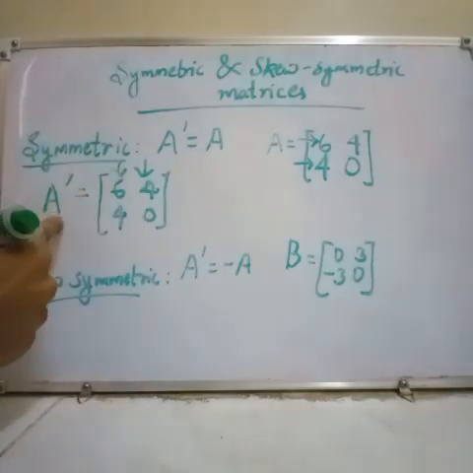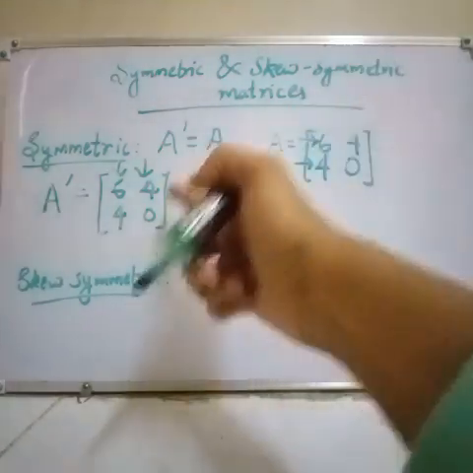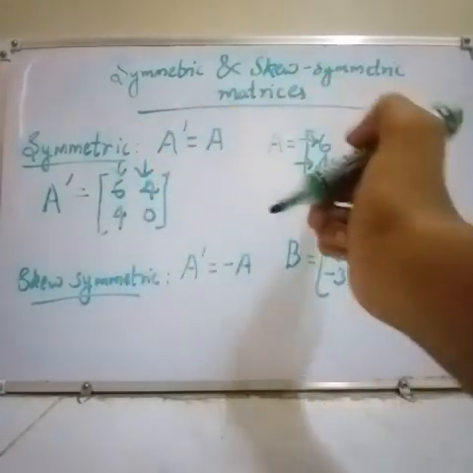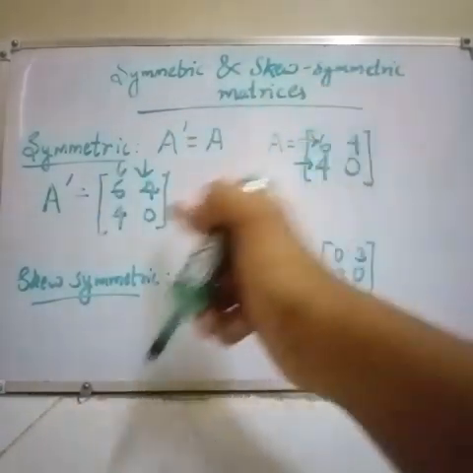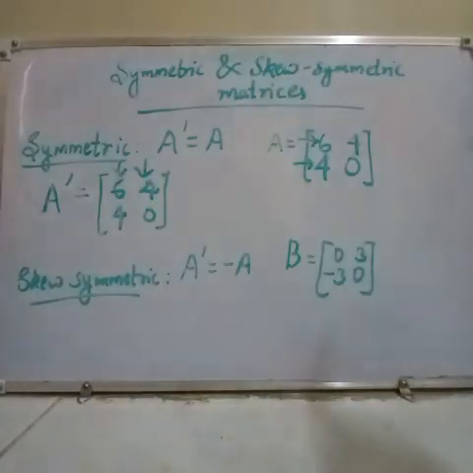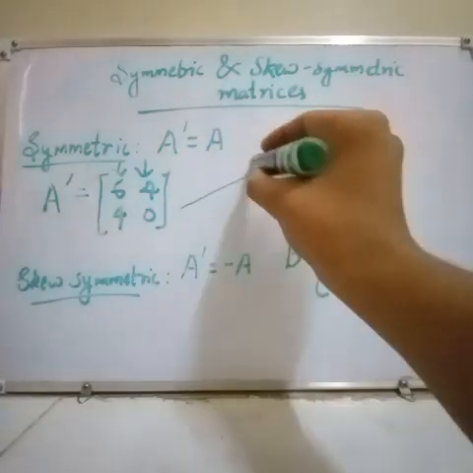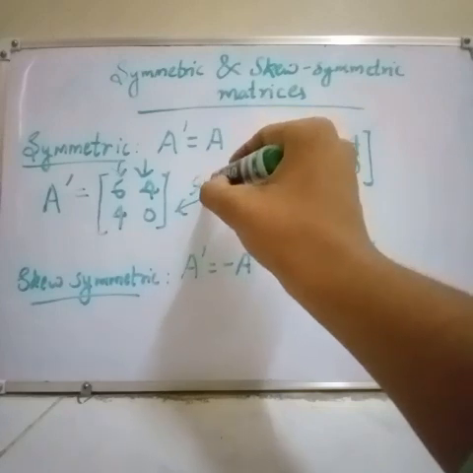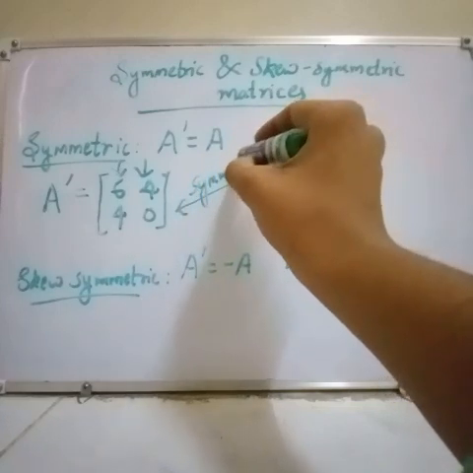If you compare A complement and A, every element is the same. 6 is the first element, 4 is the second element, the third element is also 4, and the fourth element is 0. So both are equal, and this matrix is a symmetric matrix. As both are equal, both are symmetric.